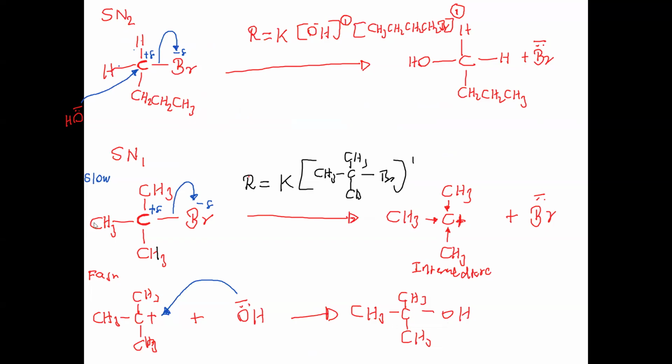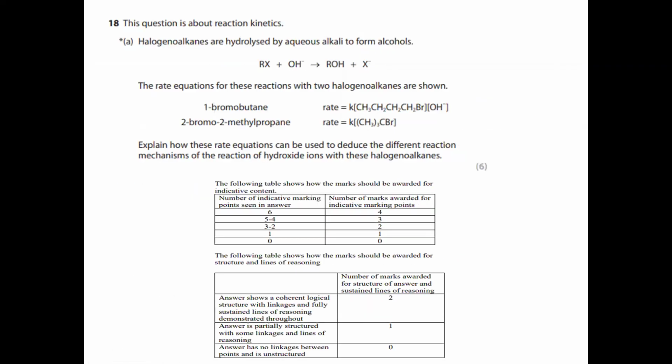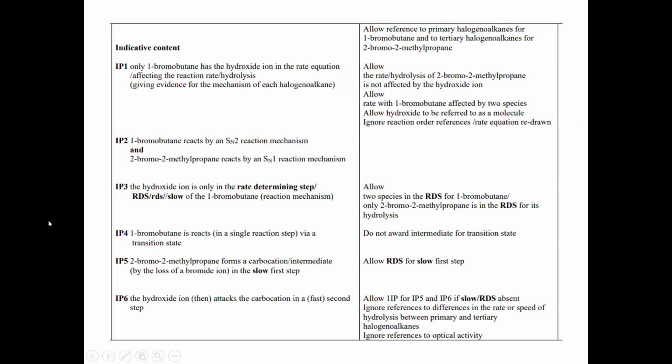Okay, let's see how we can write the answer. These are indicative point mark questions. When you see a star sign on top of the question, that means it's an indicative mark. That means if you write all 6 points, you get only 4 marks. How logically structured your answer is, that's where you get the other 2 marks. So that's one thing you have to remember. Let's see what are the 6 points they are asking.